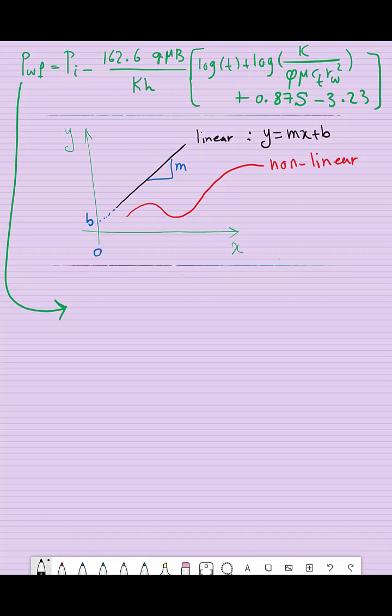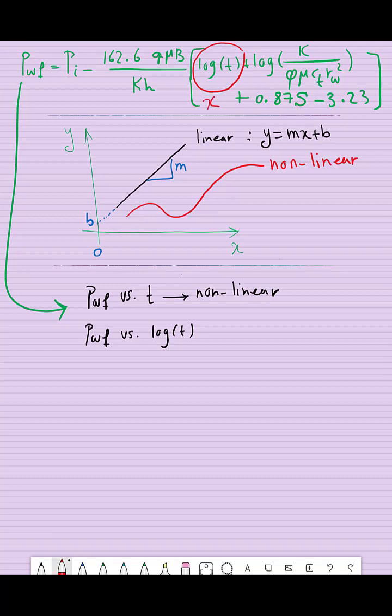So PWF versus T is nonlinear. Okay. How about if I plot PWF versus log of T? Now instead of T, I'm going to replace this whole term, for example, with another variable called x.